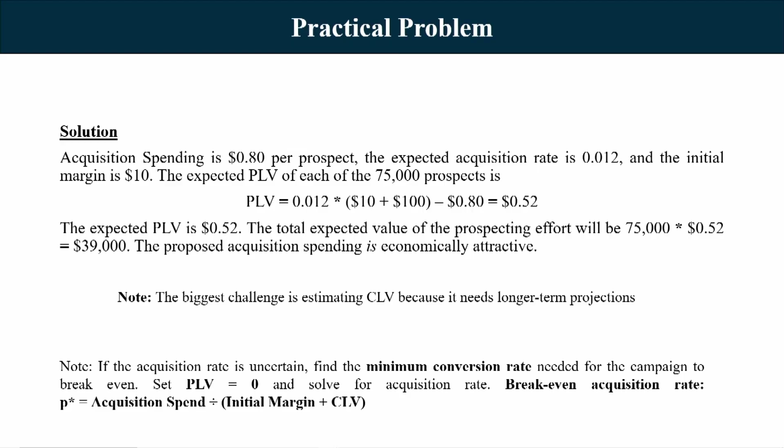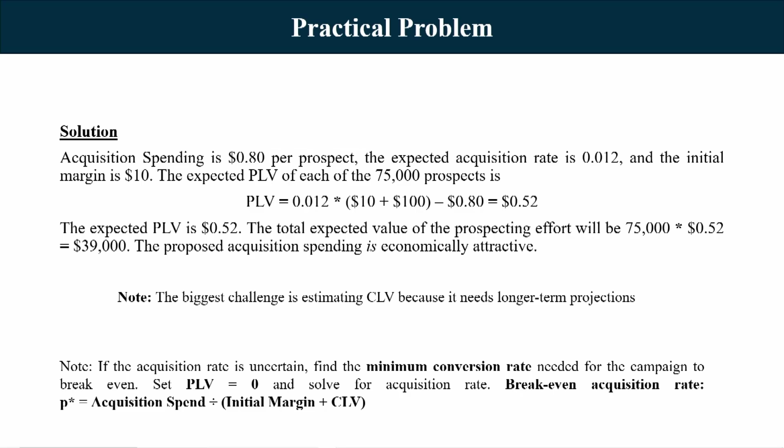Look at this. So, PLV is equal to 0.012 multiplied by 110 minus 0.80. So, it is giving us a value of 0.52. So, in this example, the prospect lifetime value is as low as 0.52.